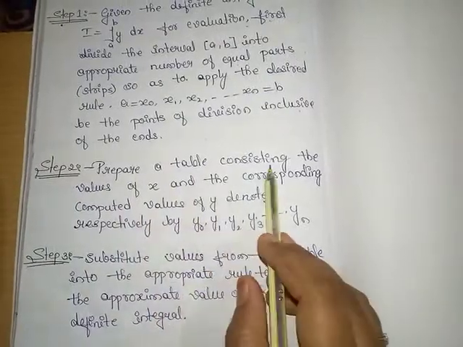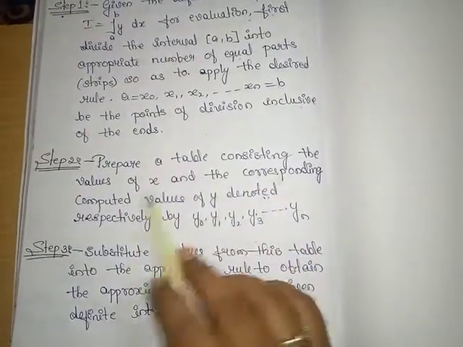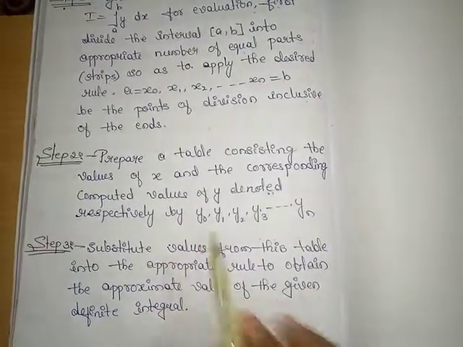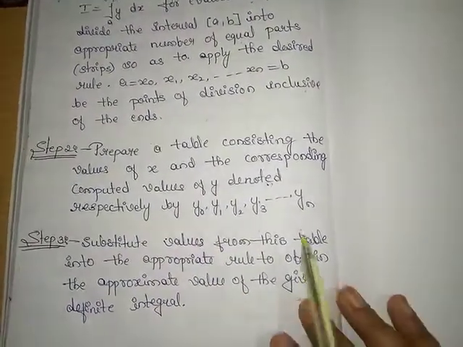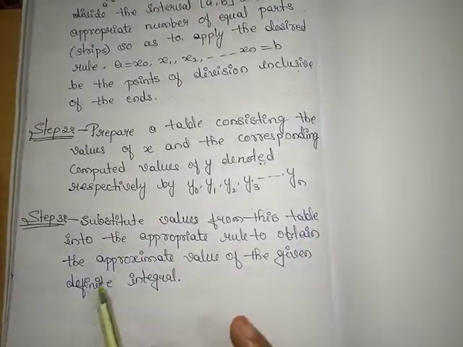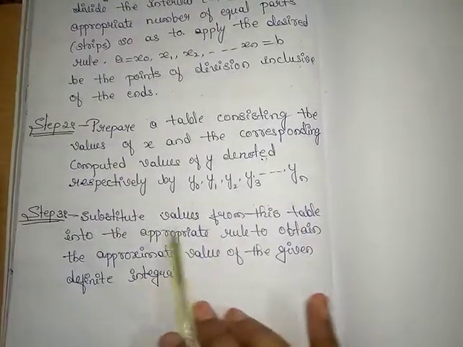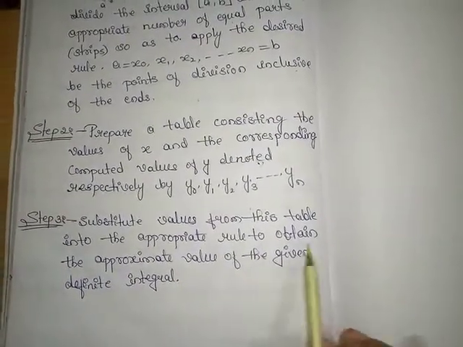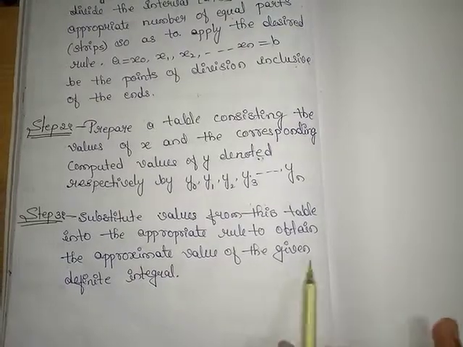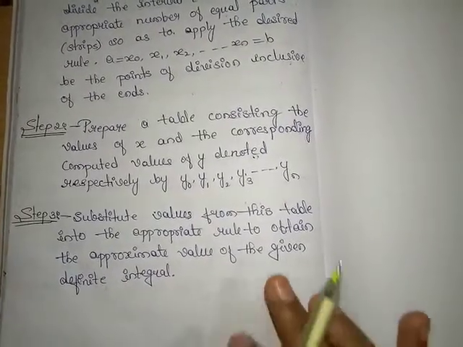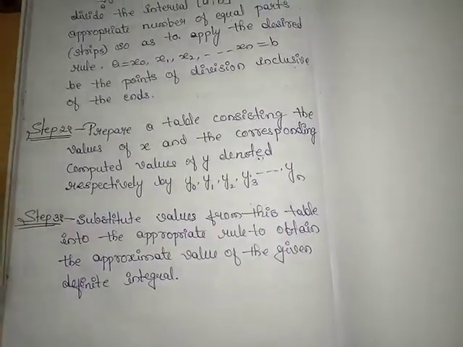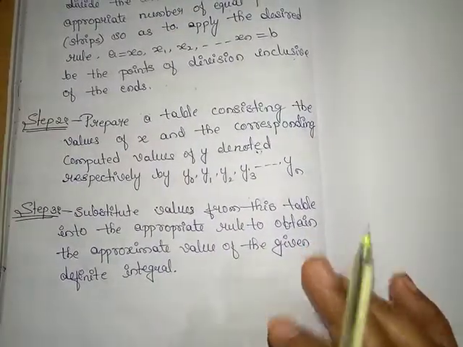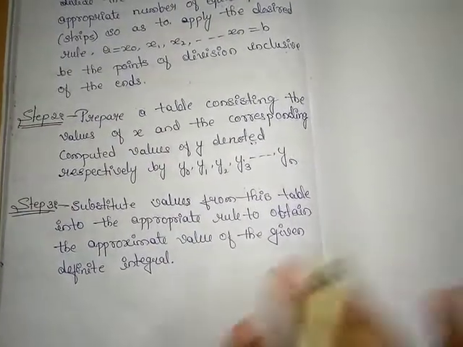Next, prepare a table consisting of the values of x and the corresponding values of y, denoted respectively by y0, y1, y2, y3 and so on to yn. Third one is to substitute values from this table into the appropriate rule to obtain the approximate value of the given definite integral. We have to substitute the y values in the given rule and find the solution.